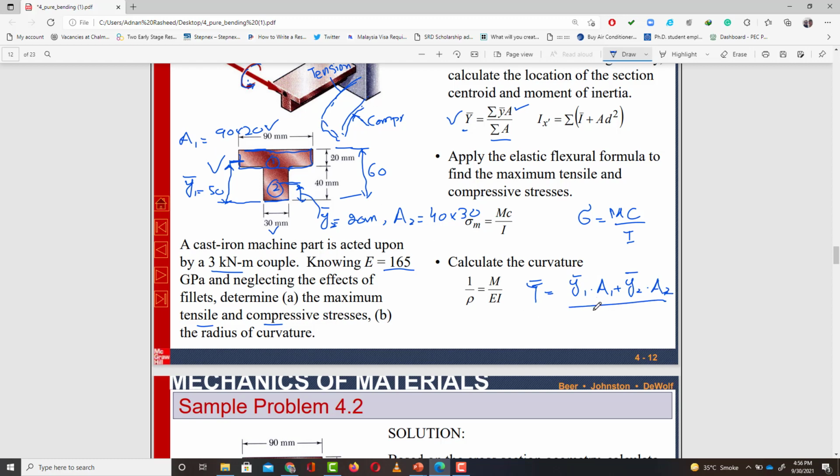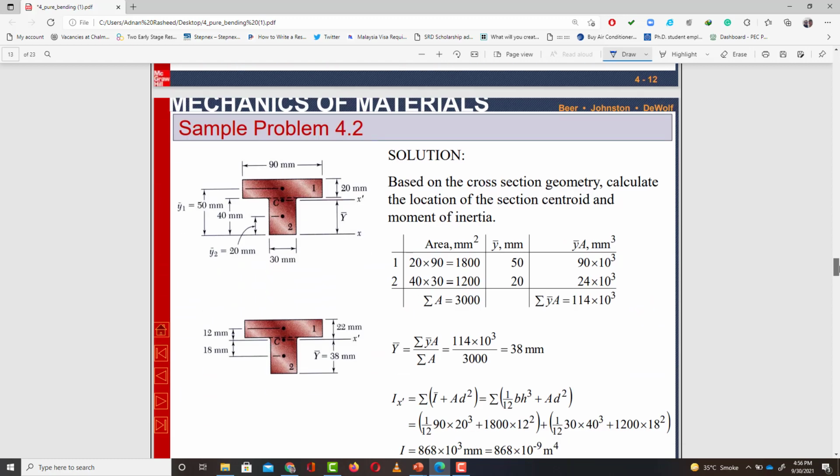So the total area is equal to A1 plus A2. When you solve this, you will get y dash, and this y dash will be the distance from this base to the required value of y. We will see below. So let's start with its solution.